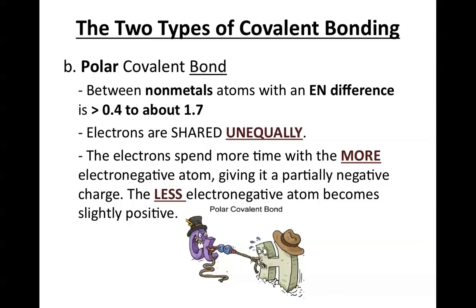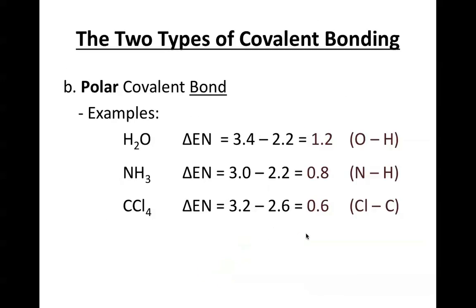So electrons are going to spend more time around that more electronegative atom, and it actually creates this partially negative charge around it, and the less electronegative atom becomes slightly positive because the electrons aren't around it as much, so it develops a slightly positive charge. You can see here in the picture where chlorine, which has that higher electronegativity, is going to be able to pull those electrons closer to it.